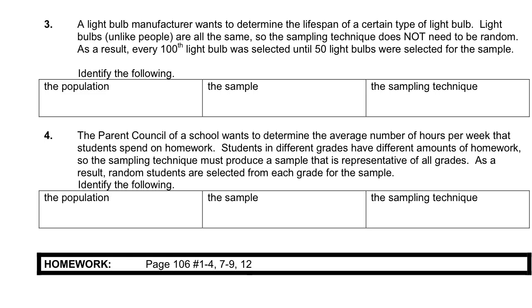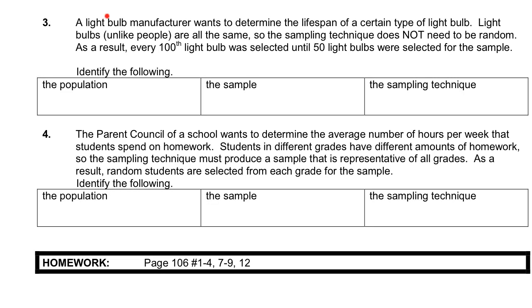Next 2 examples. A light bulb manufacturer wants to determine the lifespan of a certain type of light bulb. Light bulbs are all the same, so the sampling technique does not need to be random. As a result, every 100th light bulb was selected until 50 light bulbs were selected for the sample.